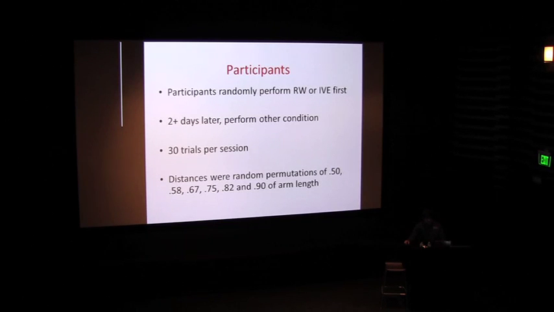Distances were random permutations of... we measured the participant's maximum arm reach, and then the distances presented were random permutations of 5 fixed size distances, 50%, 58%, 67, 75, 82, and 90% of arm length, between 50 to 90% of a maximum arm reach of a participant.